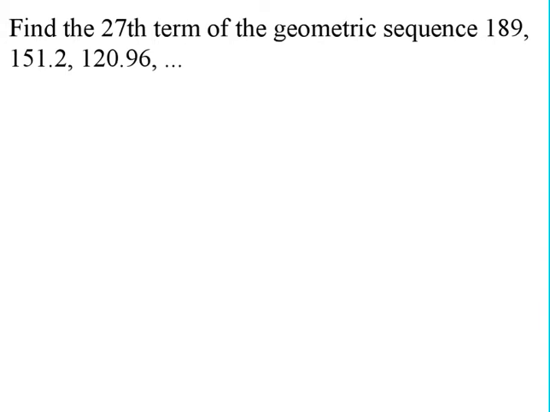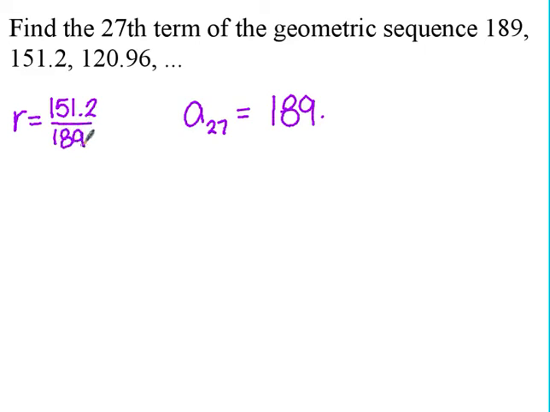Okay, find the 27th term of the geometric sequence, 189, 151.2, 120.96. We will write an equation. My equation is going to start with a sub 27, because that's the term I want to find. What will come next? 189 times r, which we need to find. 151.2 divided by 189. What does r equal?